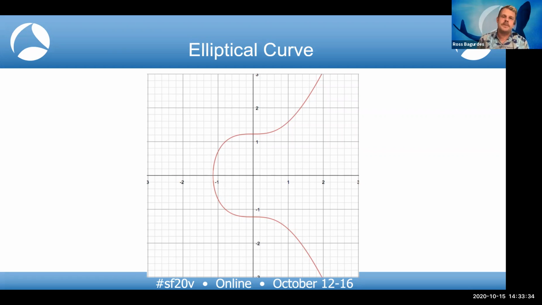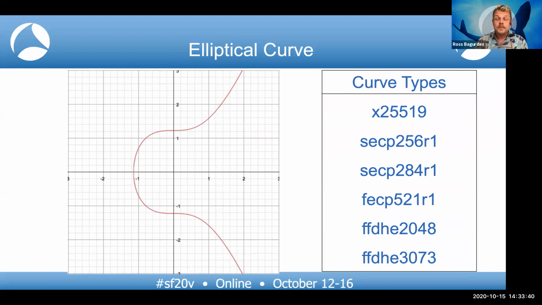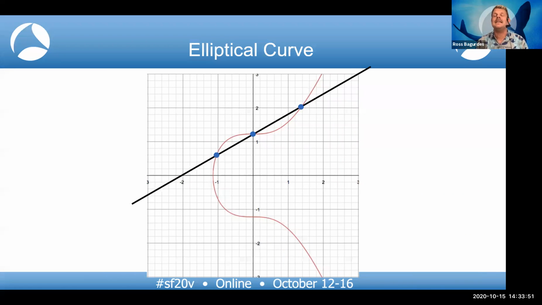So this is an elliptical curve. Elliptical curves can be represented by very specific algebraic formulas. Here we have different curve types that mathematicians have come up with and labeled. When we're using elliptical curve, the curve is going to be our public key. When we pick our public key, we draw a line through the curve, and that allows us to pick some points on the curve that give us some numerical values that we can use for our encryption.